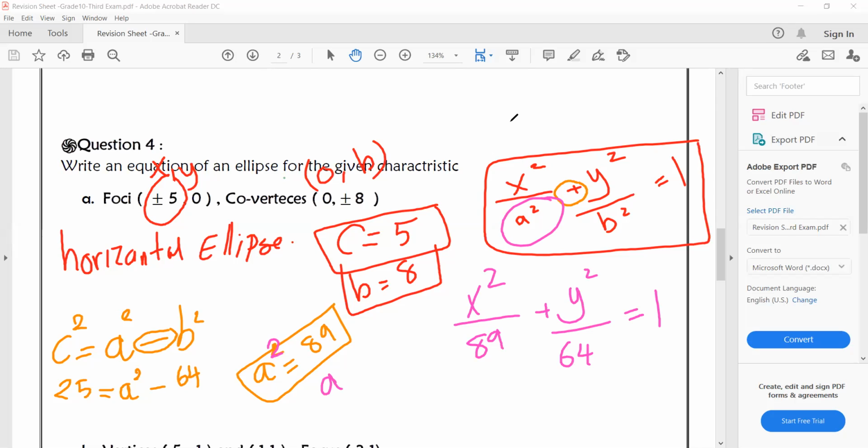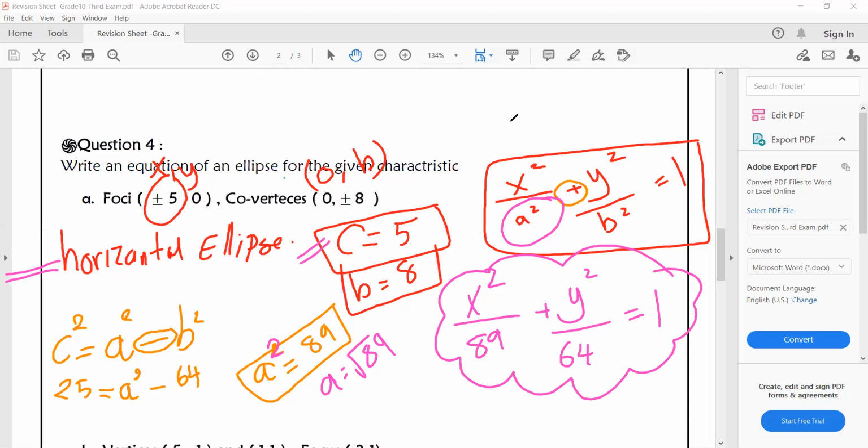Here A is the square root of 89. Then if you want to evaluate it here, you will say the square root of 89 squared, which is 89. So this will now be the equation of the ellipse. You have to tell me that it is a horizontal ellipse.